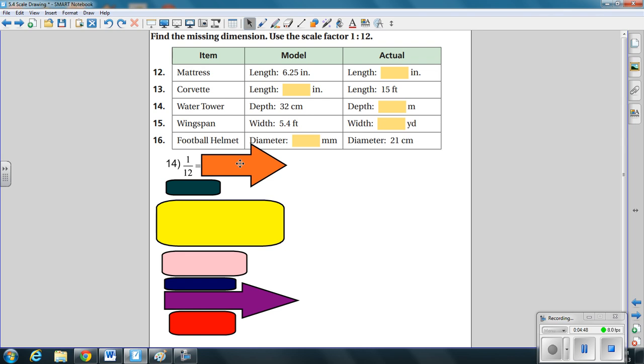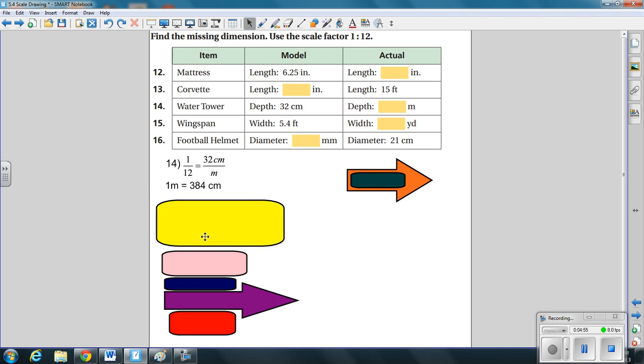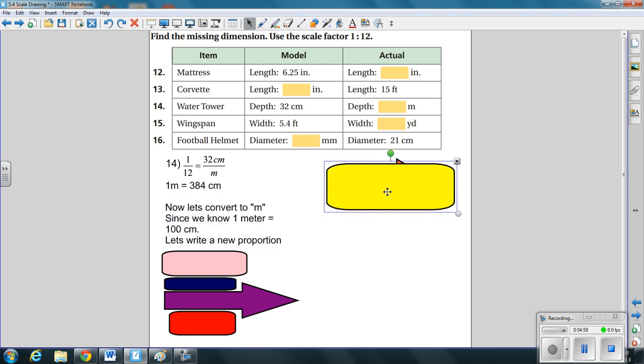Okay, we're using the scale factor 1 to 12, 32 to m. We get an answer of 384. Now we're going to convert to meters. Again, using the NJASC reference sheet, you know that 1 meter equals 100 centimeters. Let's write a new proportion to convert this number from centimeters to meters, okay, because we want meters as an answer.